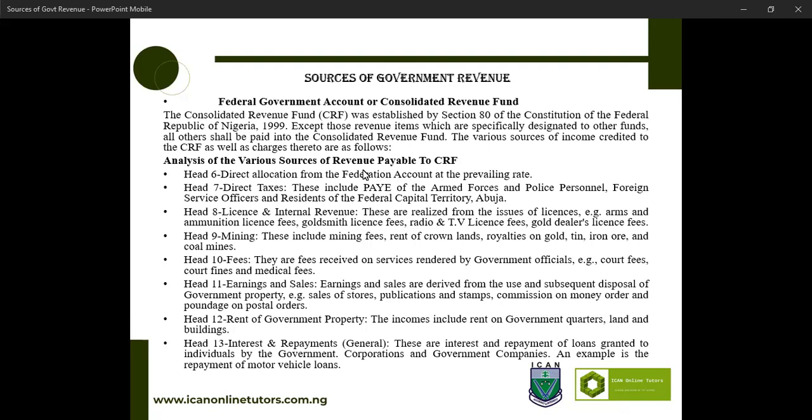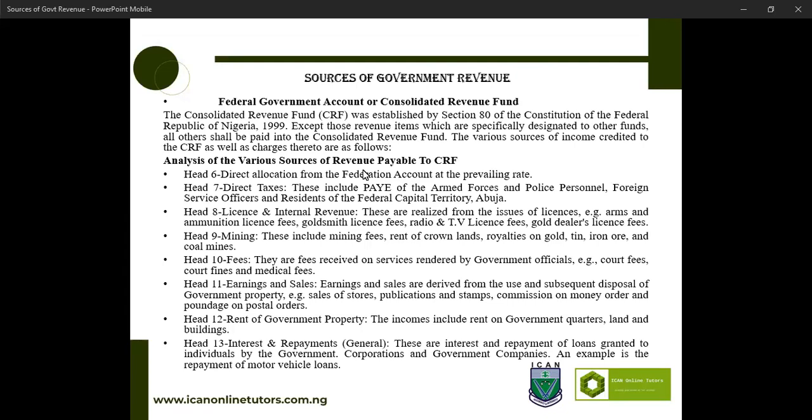All right. At 10, we have fees. Fees are received on services rendered by government officials. And we mentioned part of this. We have court fees, court fines, and medical fees. So all these types of fees are part of service revenue to the federal government.